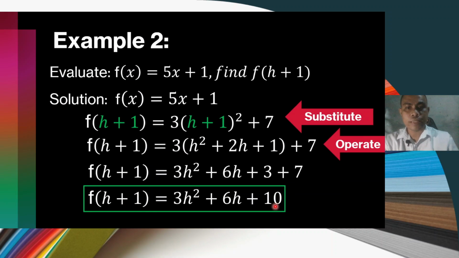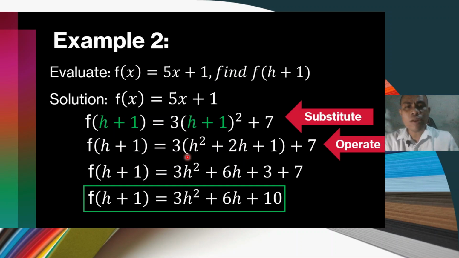Moving on to our next example. Our next example is f of x equals 5x plus 1. We're going to find f of h plus 1. Okay? Now, our solution is replace muna tayo, or substitute. That will be our first step. And then after that, dito ang nadagdag lang is you're going to multiply h plus 1 squared first.